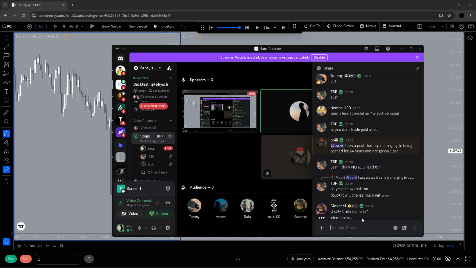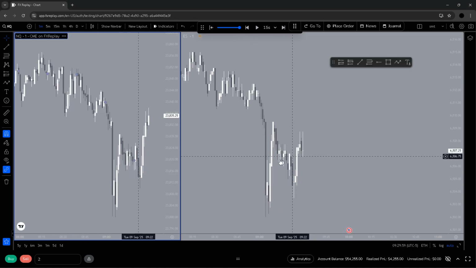You only trade NQ, no ES? No, I don't trade ES. Obviously, I'm always looking at ES for SMT, but I only use it for SMT. I don't enter on ES, I never have.